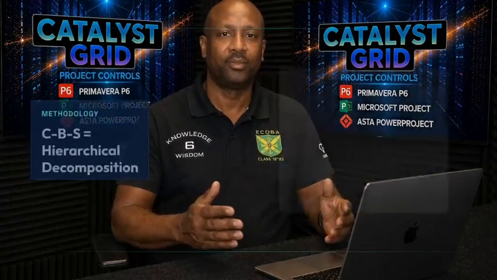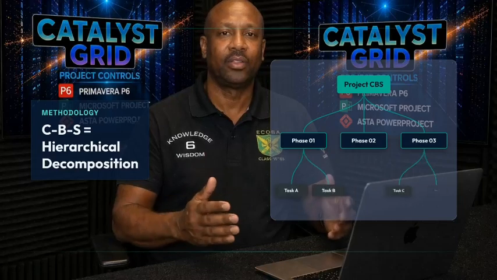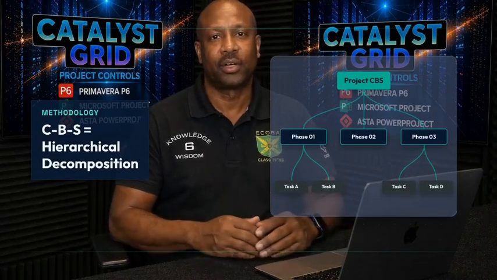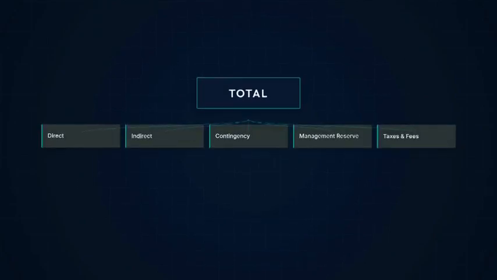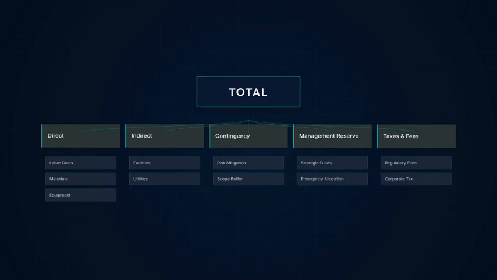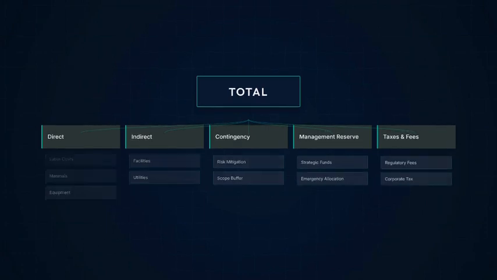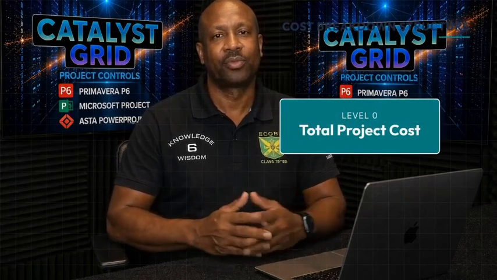A cost breakdown structure, or CBS, is a hierarchical decomposition of your total project cost into manageable pieces. In plain English, you take one big, terrifying number and split it into boxes, then split those boxes into smaller boxes until every single cost has a home. Do that well, and nothing slips through the cracks.